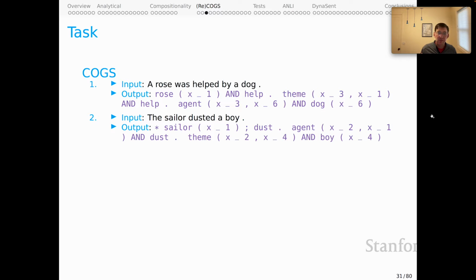Here's a similar example. This one involves the definite description, the sailor. That corresponds to this star operator in the logical form, and otherwise the semantics is very similar.